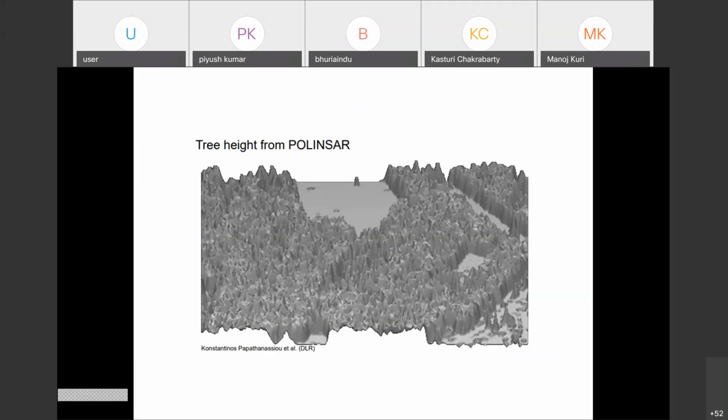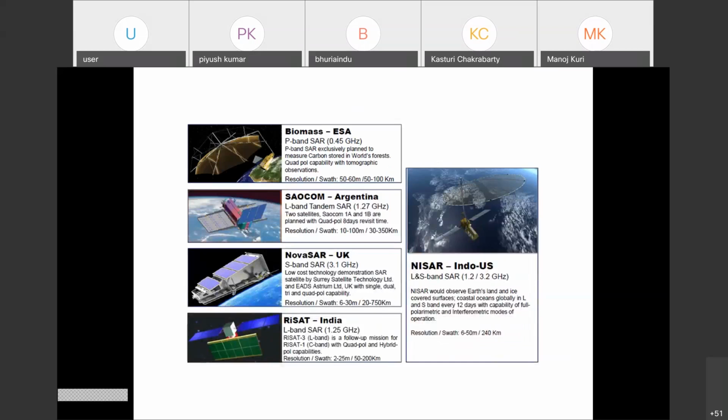So this is a combination of the interferometric technique and the polarimetric technique. Now, when we see the future, some future SAR data which are coming are mainly focusing on using the P band. It is mainly being taken up for biomass estimations. As I have said, biomass estimation is very important for any particular forest region and plays an important role in climate study. So considering the importance, a P-band based satellite is coming up in the future.